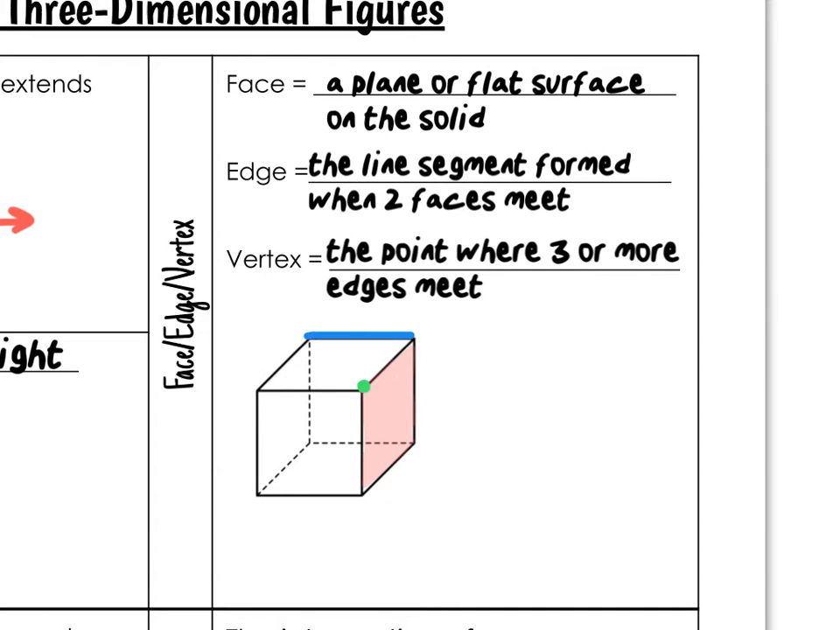For the box that says face, edge, and vertex, I want you to copy what you see on your screen. For face, write: it's a plane or flat surface on the solid. Edge is the line segment formed when two faces meet. And vertex is the point where three or more edges meet. Pause the video so you can write all of this down and press play when you're ready to continue. Please pause now.